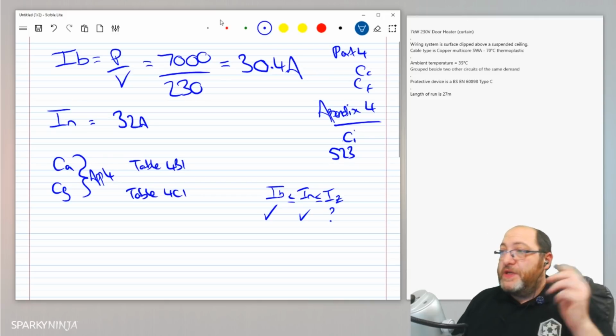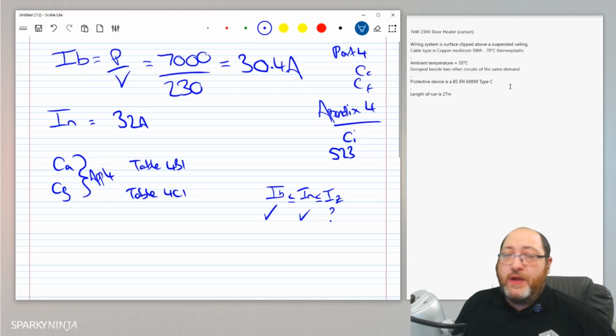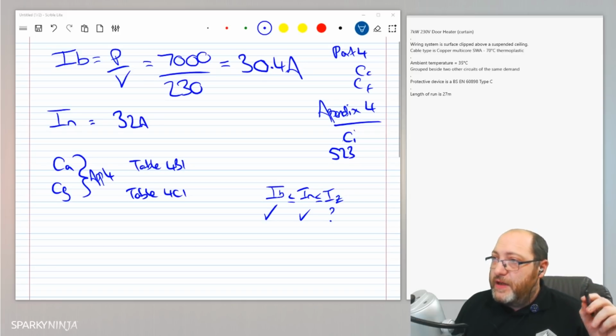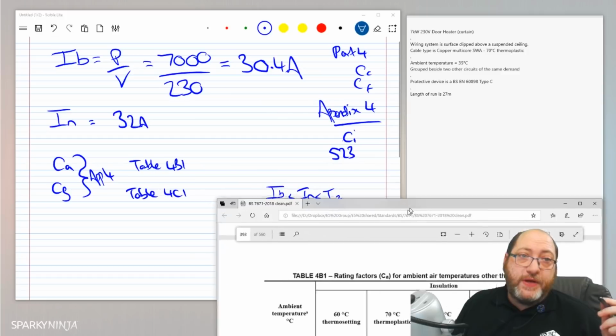All right. So in this example, I need to find these rating factors. So I'm going to jump to the appendices. So that's Appendix 3. I know when I'm in Appendix 3 because I can see the time curves, you see. I have these little visual cues. Right, I'm now in Appendix 4, table 4B1. Bit quick when you know what you're doing, isn't it?